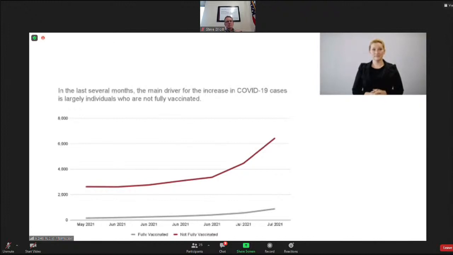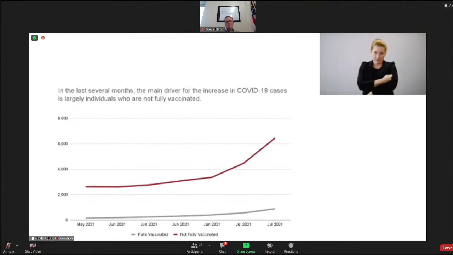So we are seeing in the last several months that the main driver for the increase in COVID-19 cases is largely individuals who are not fully vaccinated. So the red line is cases in those that are not fully vaccinated, and you can see that the gray line is those that are fully vaccinated. That percentage has been decreasing as you look over the past couple of months as more are fully vaccinated. However, even in July, 90% of the cases have been in people who were not fully vaccinated.